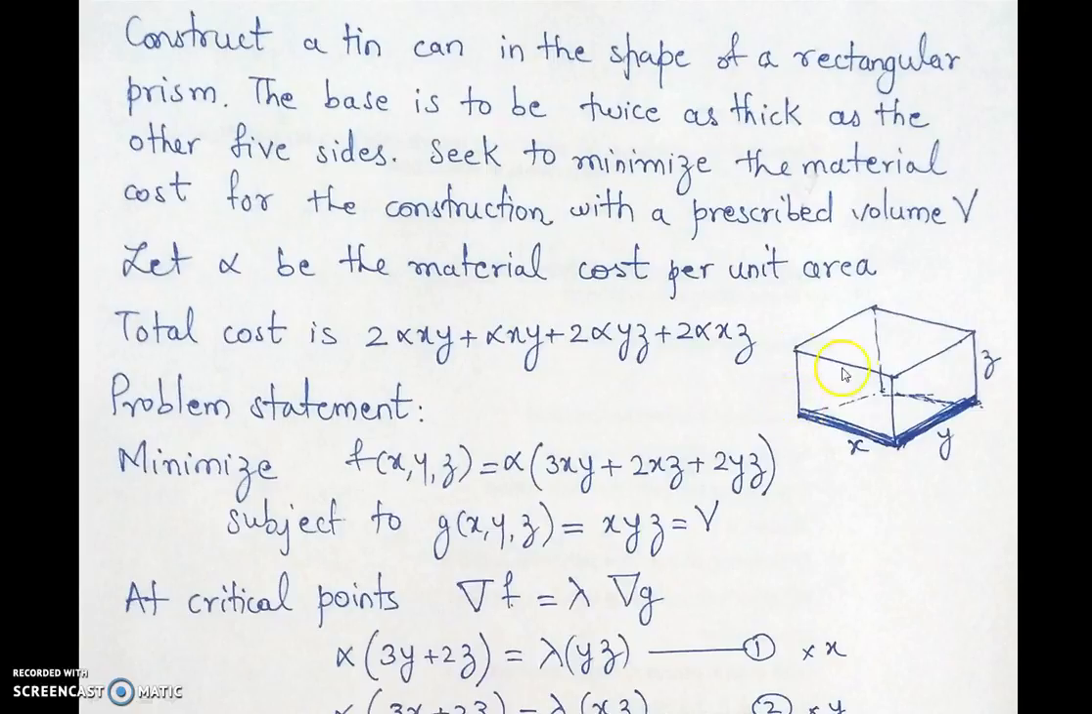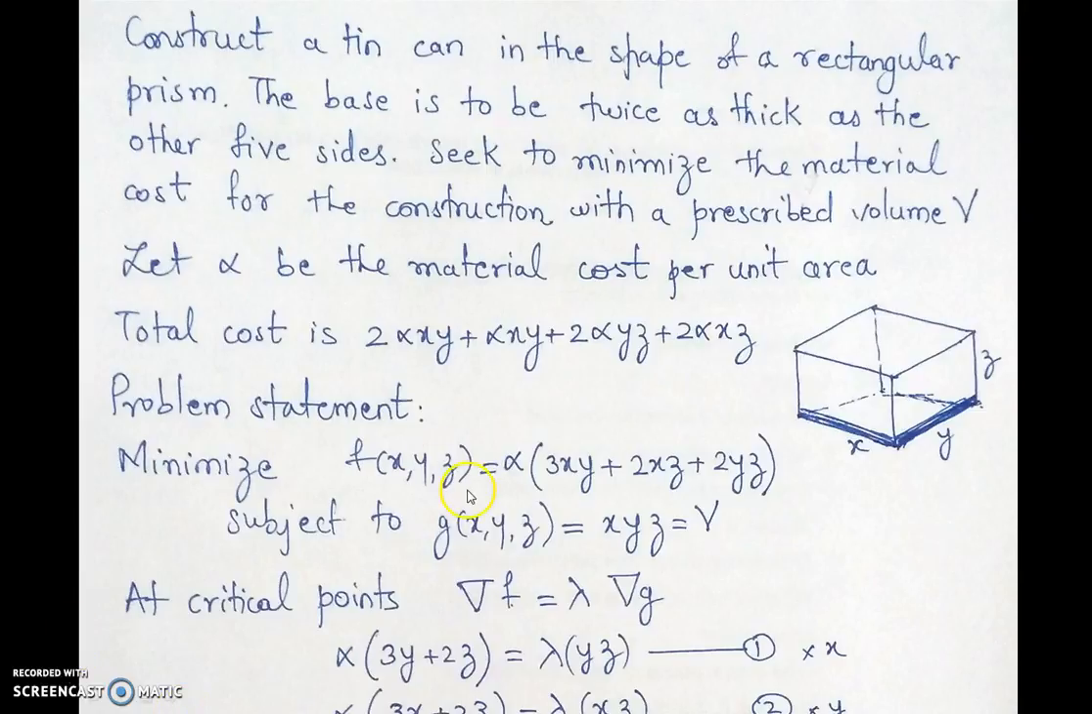Similarly, the other vertical 4 sides will have the two opposite sides as the same, that is 2 alpha yz, and in the zx plane you will have 2 alpha zx. So let us look at the problem statement. We are going to minimize the function f, which is nothing but alpha times 2xy plus xy, that gives you 3xy plus 2xz plus 2yz.